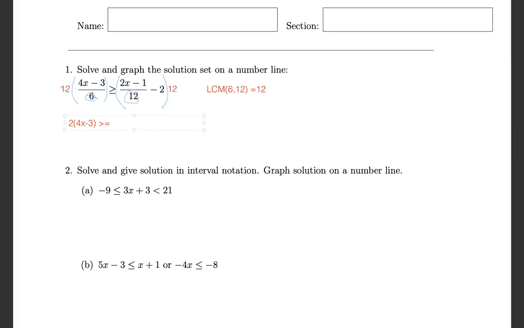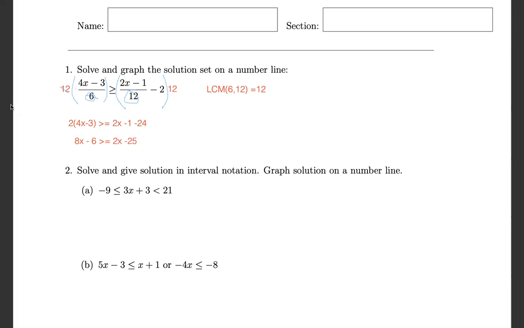Remember the 12 in the denominator is 1/12. So 12 times 1/12 becomes 1, and we just have 2x minus 1. Then we have -2 times 12, that's -24. So you see the beauty of this? After we multiply by the least common denominator of 12, we don't have denominators anymore. So let's simplify. 2 times 4x is 8x, minus 2 times -3 is -6, greater than or equal to 2x minus 1 minus 24, that's -25.